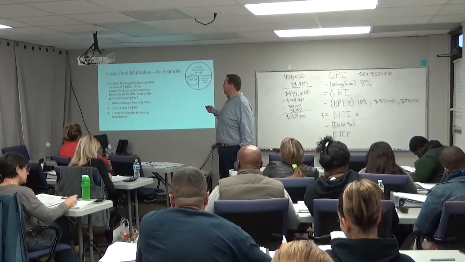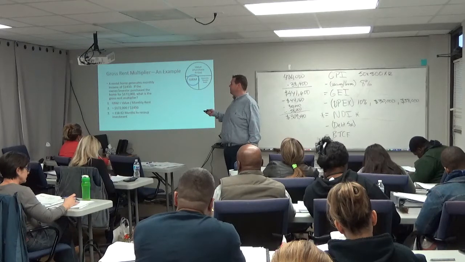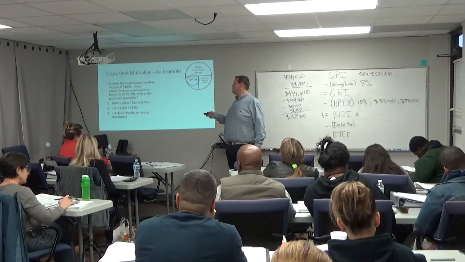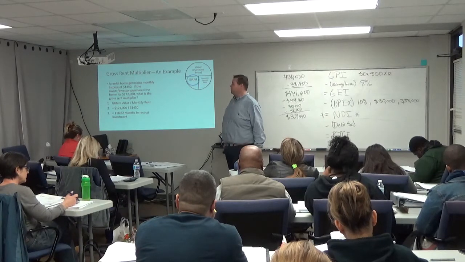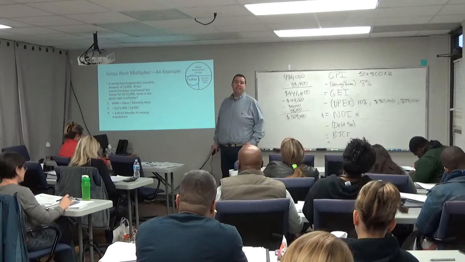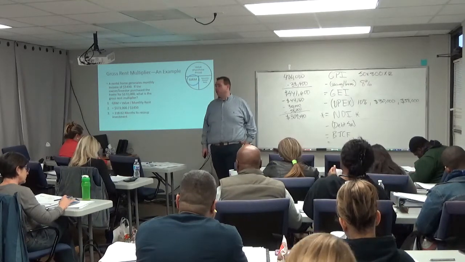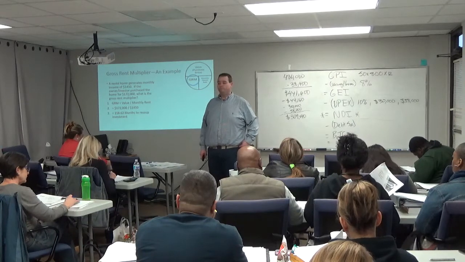Well, what's the value of the property? $172,000. What does it rent for monthly? $1,450. So the gross rent multiplier is 118.62. It would take 118, almost 119 months for that investor to get their money back on that property.